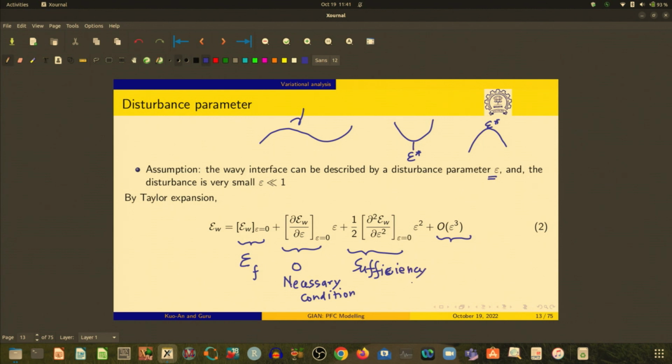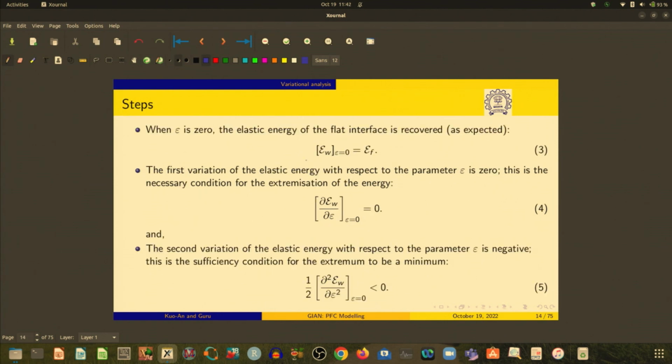So, our aim is to show these three conditions are valid for the system that we are considering using the elastic energy basically. That is what we want to do. That is what is shown here. The energy of the wavy interface when the disturbance parameter is 0 should be the flat surface, the energy of the flat interface. First variation of elastic energy with respect to the disturbance parameter should be 0, that is the necessary condition for the energy to be extremized.